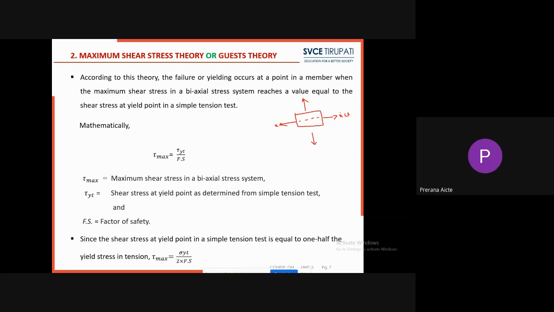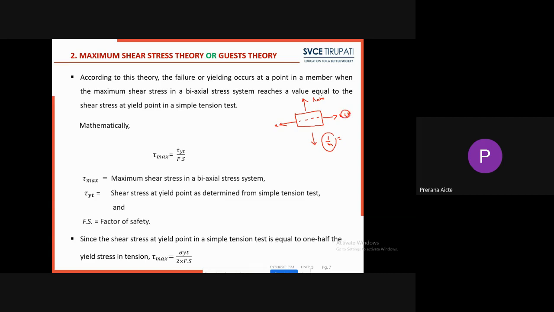If the strain occurs along the y-axis, that is called lateral strain. Whatever stress or strain occurs along the x-axis is called longitudinal stress, longitudinal strain. Whatever occurs along the y-axis is called lateral strain, lateral stress. The ratio of longitudinal stress to lateral stress is called Poisson's ratio. Right? 1 by m is equal to the Poisson ratio.